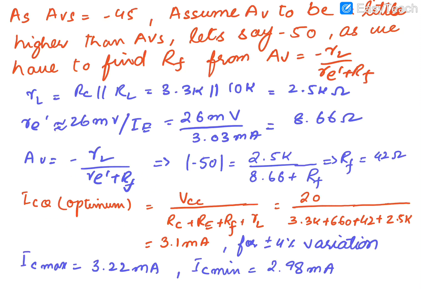Now we have to find the optimum value of ICQ, which is equal to VCC divided by RC plus RE plus RF plus RL, and it is equal to 3.1 milliamperes. So for plus minus 4% variation, IC maximum will be 3.22 milliampere, IC minimum will be 2.98 milliamperes.